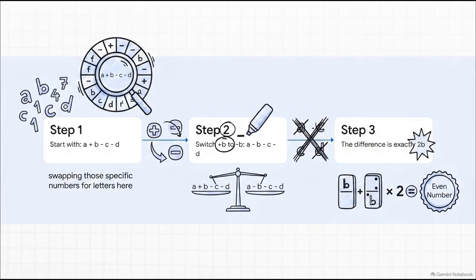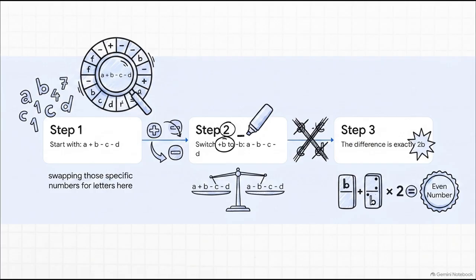Well, this is where algebra swoops in like a decoder ring. Let's walk through these steps. Step 1, start with the expression a plus b minus c minus d. We're just swapping those specific numbers for letters here. Now, step 2, switch that plus b to a minus b to get a minus b minus c minus d. If you subtract the new expression from the old one, the a, c, and d just cancel right out. And step 3 shows us the difference between them is exactly 2b.